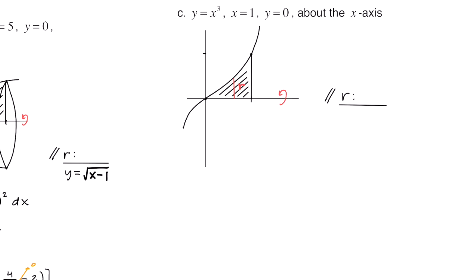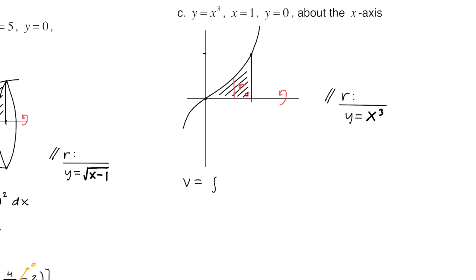To draw your R, you start on the axis of rotation, you draw it perpendicular to that axis, and you draw it towards the shaded region. Since R corresponds to this curve, y equals x cubed, I'm going to write that over here on the right. We're rotating around the x-axis, which is a horizontal line, so this is going to be a dx problem.